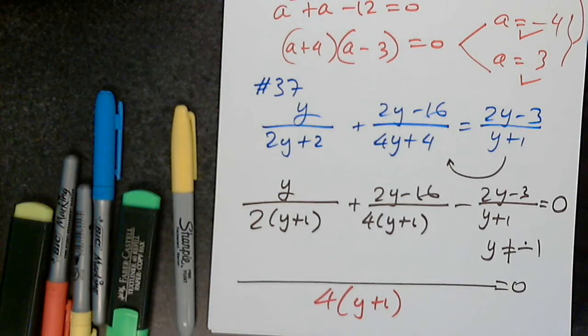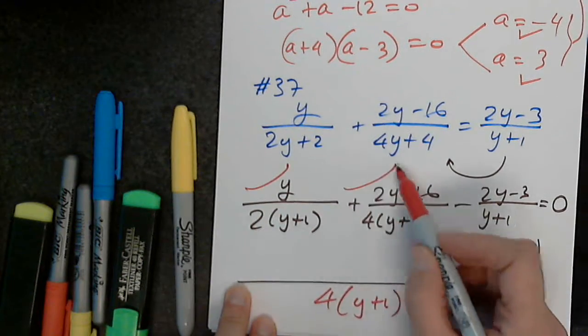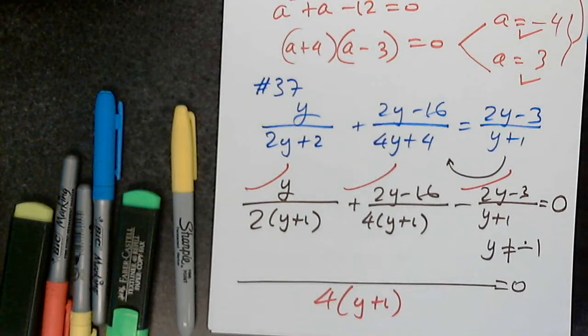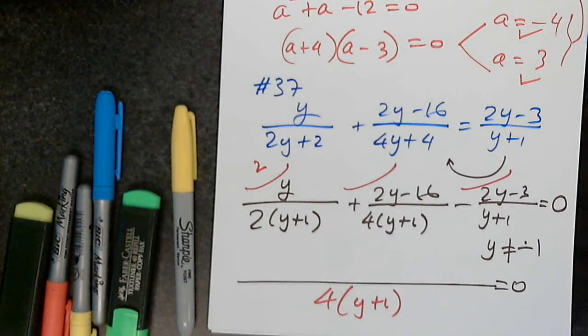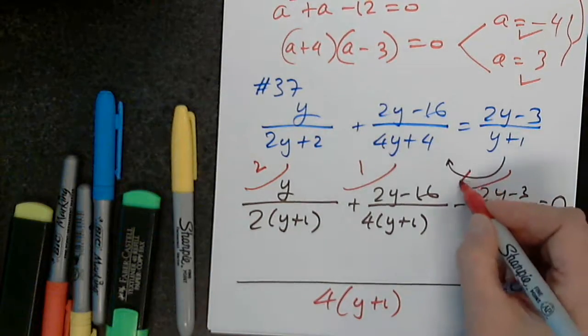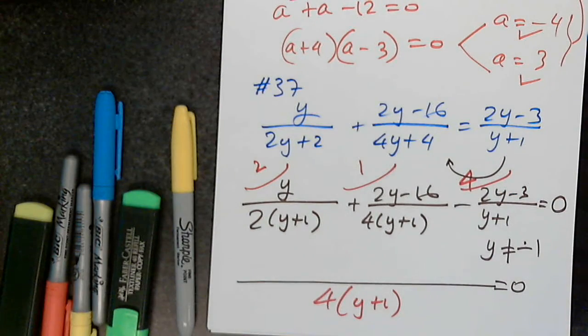Can anyone give us what I call adjustments? These are adjustments to the top. What is the adjustment for the first fraction? 2. What is the adjustment for the second fraction? 1. And what is the adjustment for the last fraction? 4. Do you all agree with these adjustments? Do you all agree with the least common denominator being 4 times y plus 1? Yes. Okay. Now please dictate to the top.